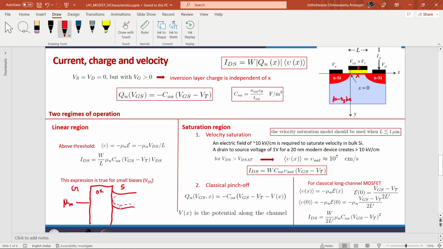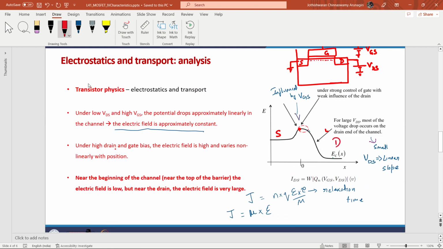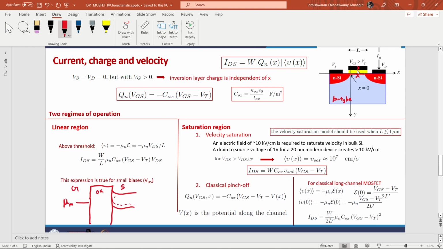So VGS is how many volts? Positive or negative? VGS is positive. It's increasing in the positive direction. This is the connection schematic. Source is grounded, and with VGS the gate gets the positive terminal and the drain also gets the positive terminal. So this is the convention. Now tell me.